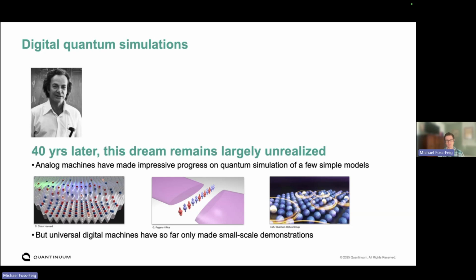The hope with universal digital machines is that we'll have the flexibility for a single machine to tackle a very wide array of problems and to simulate a very wide variety of physical quantum systems. Unfortunately, there are a lot of challenges with actually getting digital machines to the point where they can simulate sufficiently complex systems that classical simulations are out of reach. Using them as tools where there is no alternative, where there are no viable classical methods, is something that people have envisioned for a long time, but I would say not yet achieved.